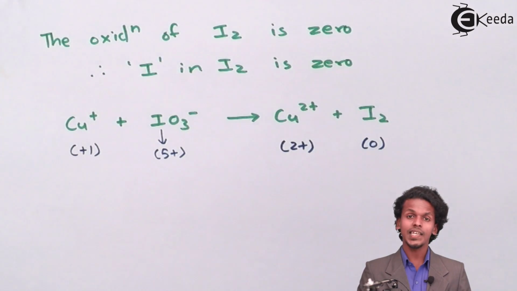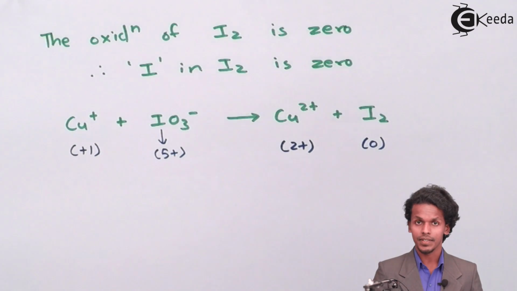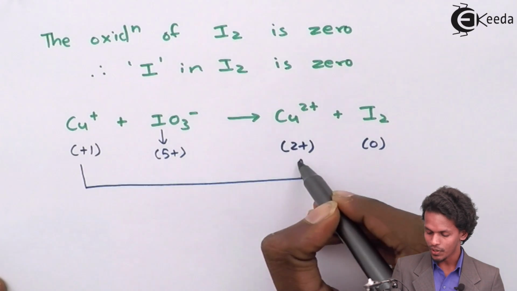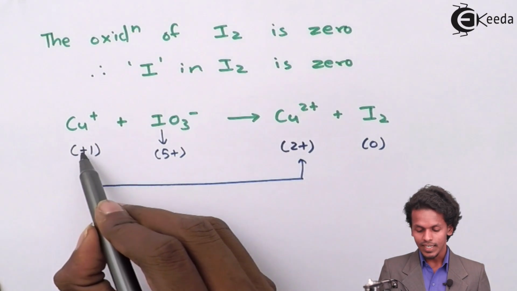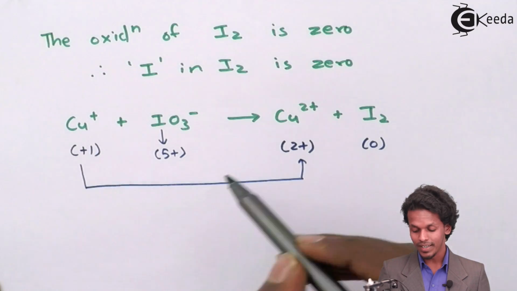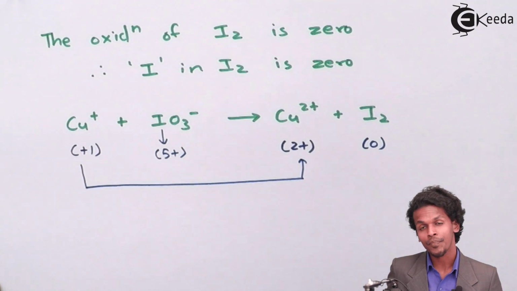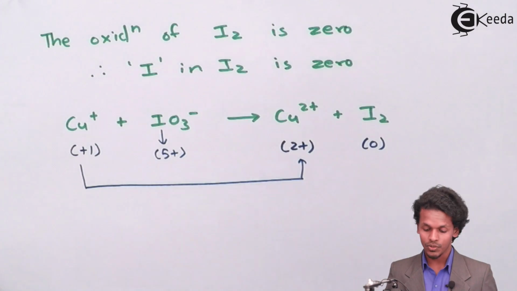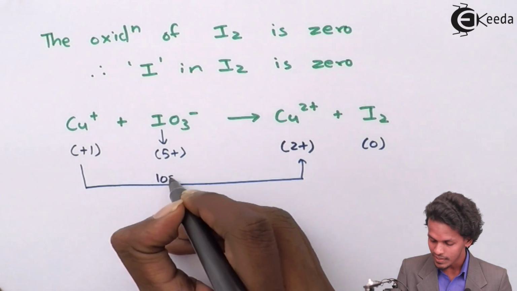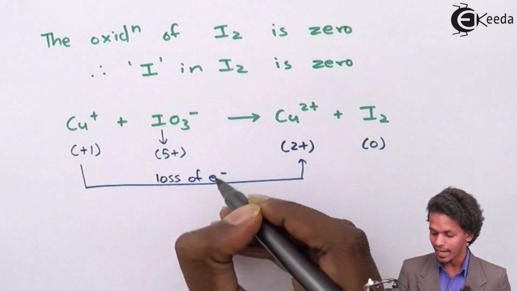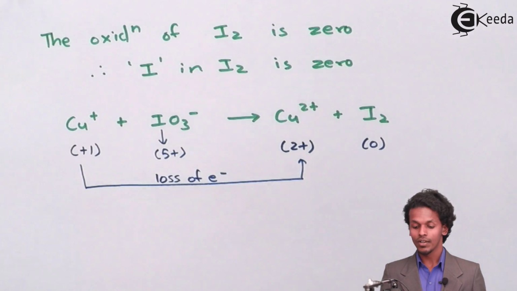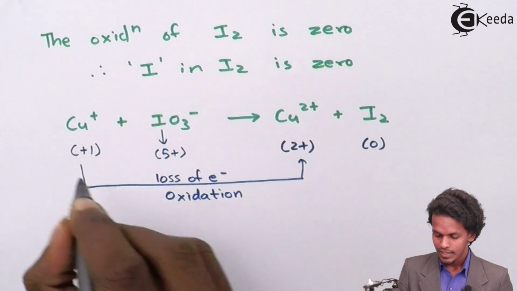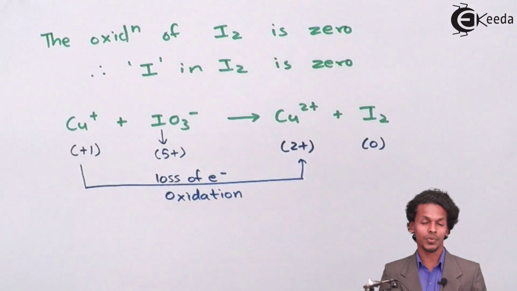We have to compare the reactant and the product. When I compare the reactant copper with the product copper, I can see that this +1 oxidation number is being raised to 2+. This is only possible if an electron is being lost. So this process is nothing but loss of electron, and as we know, loss of electron is nothing but oxidation. Therefore Cu+ is showing the oxidation process.